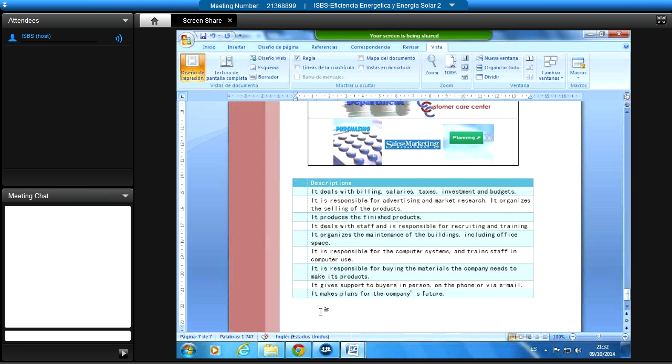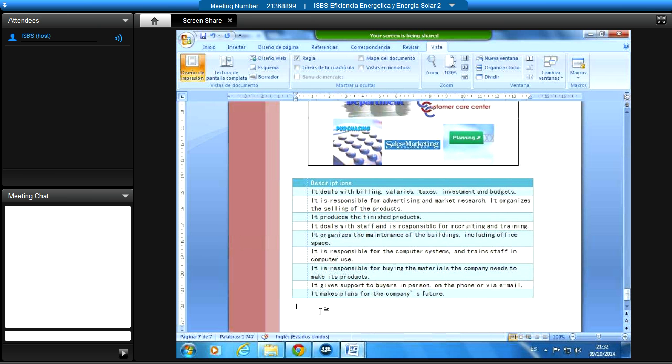Okay, so let's see. The first one was the finance department. Can you read through the second one? It is responsible for advertising and market research. It organizes the selling of the products. And that's sales and marketing management. Marketing, okay? It's like advertising, publicity.